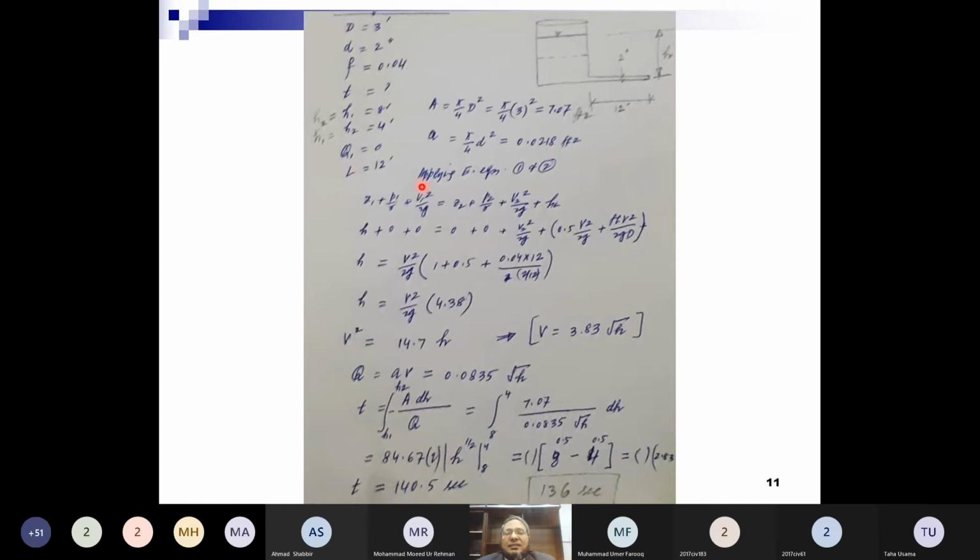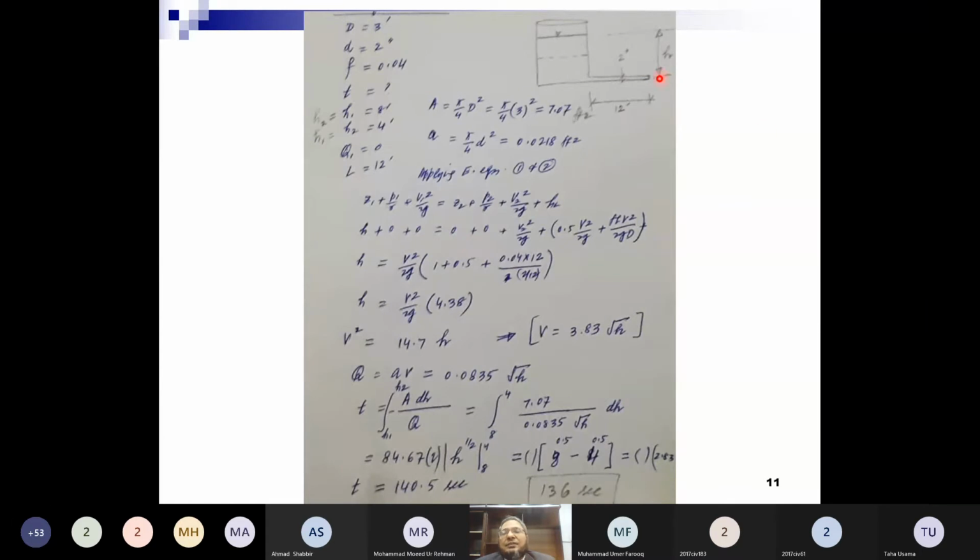Now, as I mentioned, you apply the energy equation between section 1 and 2. Section 1 is here, section 2 is here. And this is the energy equation: Z1 plus P1 over gamma plus V1 square over 2g equals Z2 plus P2 over gamma plus V2 square over 2g plus head loss. So Z1 is H, and P1, how much is the pressure here? That is 0. How much is the velocity here? That is 0. Z2, as we are taking this as datum, is 0.